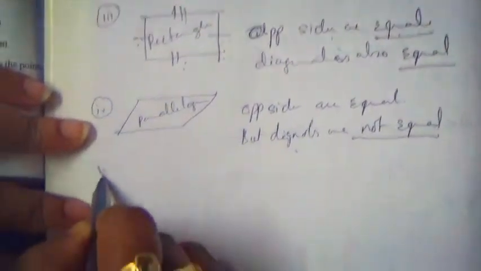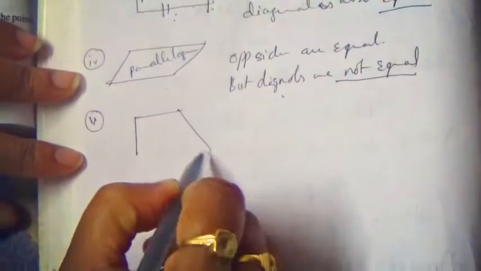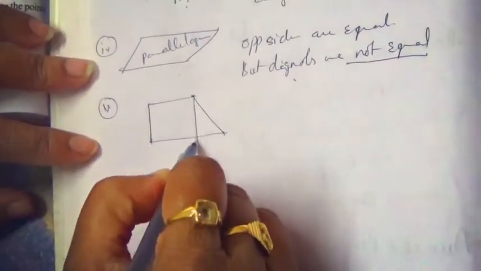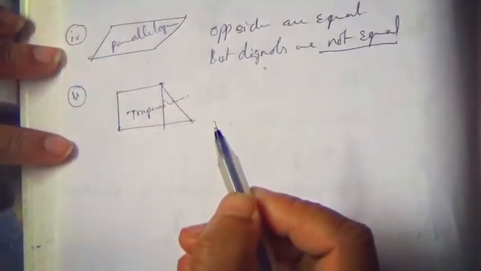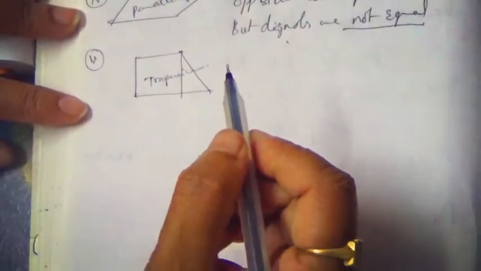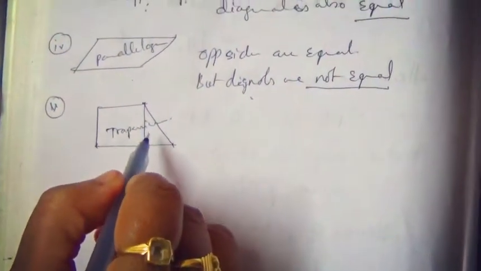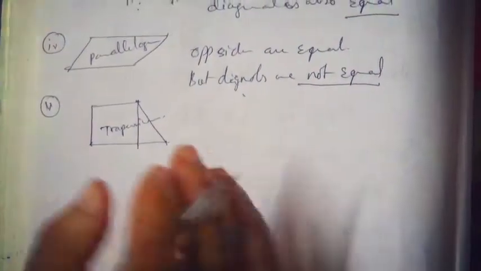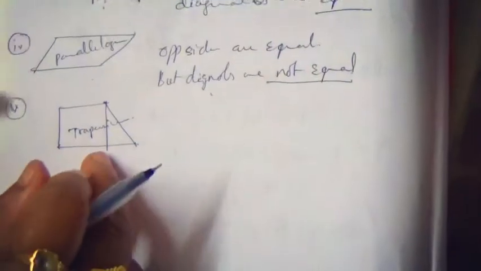The last quadrilateral, that is trapezium. Okay, what is that? Trapezium. Opposite sides are also not equal. Only the height which this trapezium has. The opposite sides are not equal. If the opposite sides are not equal, all the sides are not equal, then it is a trapezium.